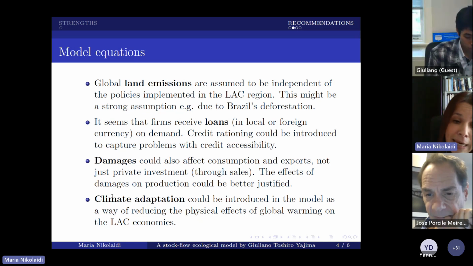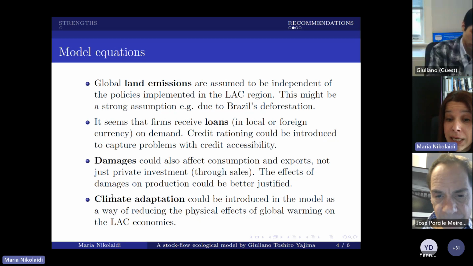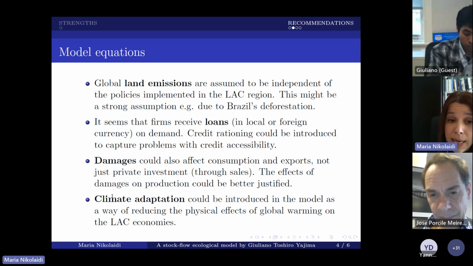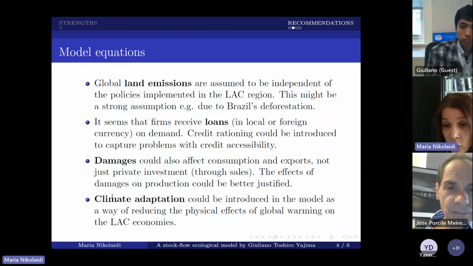So you have firms, they take out loans. My understanding is that these loans in local or foreign currency are provided on demand by the banking sector. It might make sense to consider some supply restrictions, especially if the risk premium that you set for corporations might be relatively high. They might not be able to repay the loans in the foreign currency. So probably the financial position of firms and the financial position of banks might be taken into account when banks provide these loans to the firm sector.